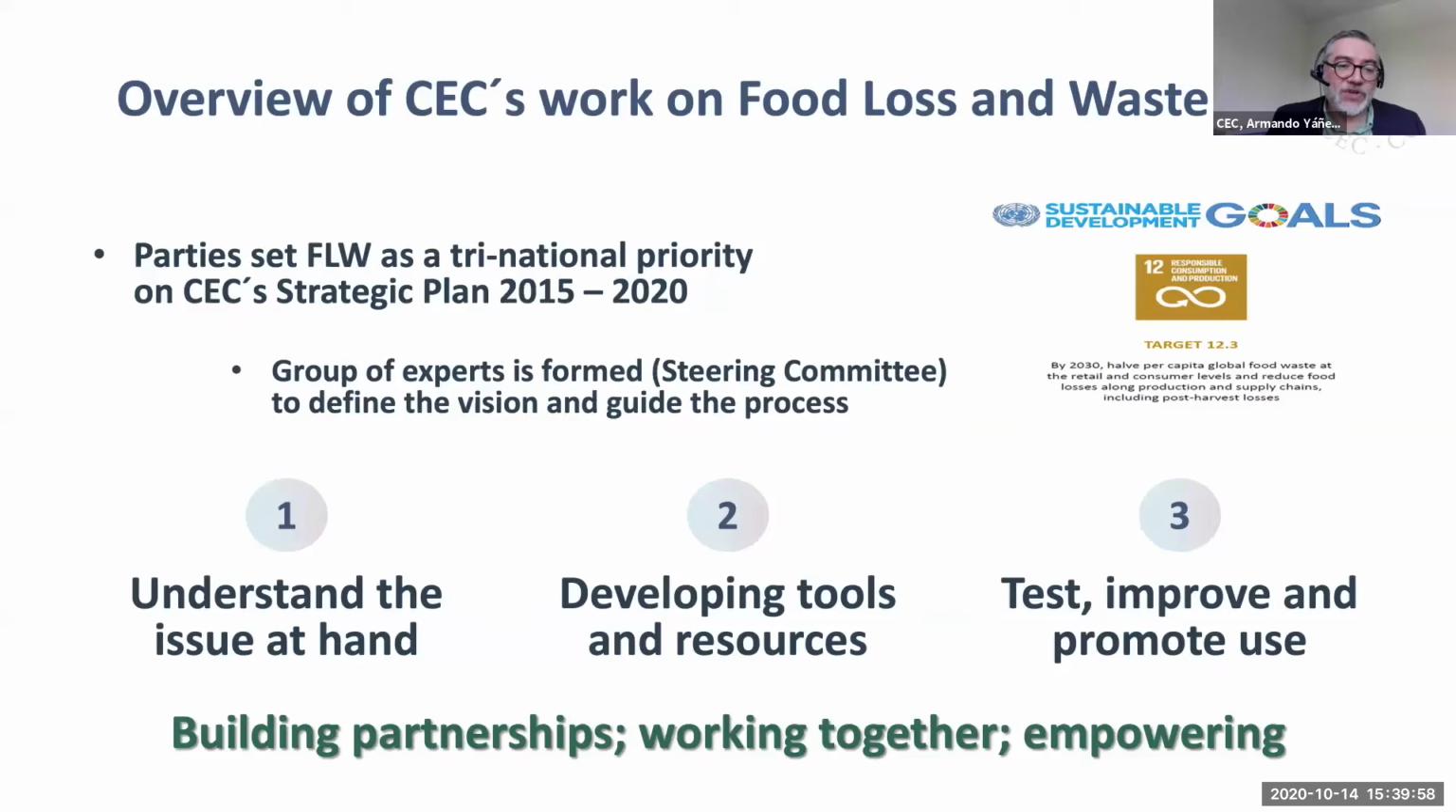And once we have this understanding, then we will develop tools and resources to help the countries face this problem. And the final stage, which is the one we are at currently, is to use these resources, to test them, improve them, and promote the use. And throughout these three stages, we work building partnerships with different actors across the food supply chain. The idea is to work together to empower people, empower the countries, empower companies, empower consumers to use the resources that are available and face the problem together.